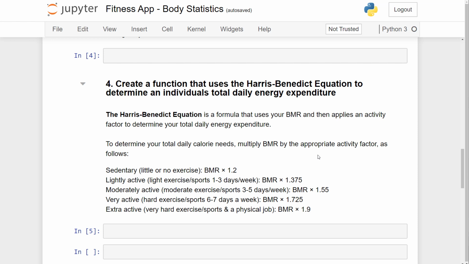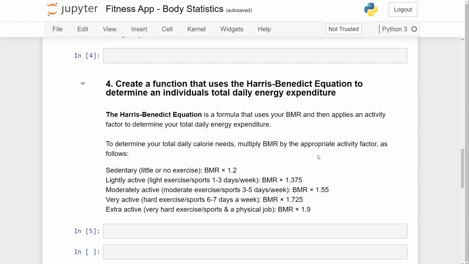If a user considers themselves lightly active, in other words they do sports or exercise 1 to 3 days per week, we need to multiply their BMR by 1.375. If they're considered moderately active, i.e. exercise 3 to 5 days a week, we need to multiply their BMR by 1.55 to give us the calories that they would burn on a daily basis.